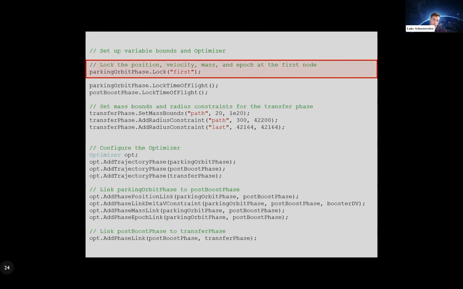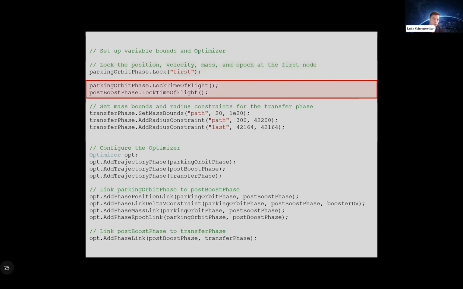But in this portion of the script, we're going to be setting all of the constraints on the trajectory phase objects to model the physical constraints that go along with the scenario that we're trying to solve. So we want to lock all of the variables at the first node of the parking orbit phase to make sure that we stay attached to our initial LEO orbit. And we're going to lock the time of flight of the parking orbit phase and the post-boost phase. This isn't something that is strictly necessary, but it'll make the problem a little easier for the optimizer to solve.